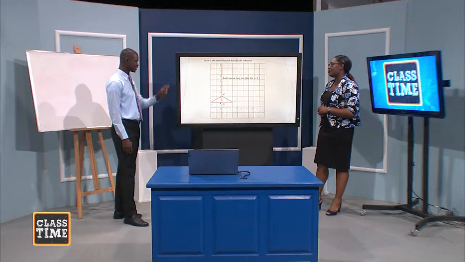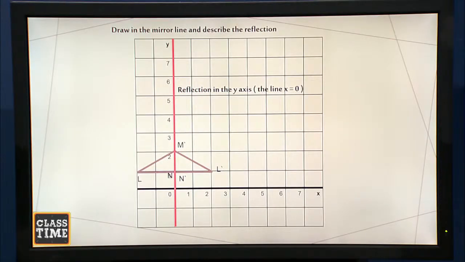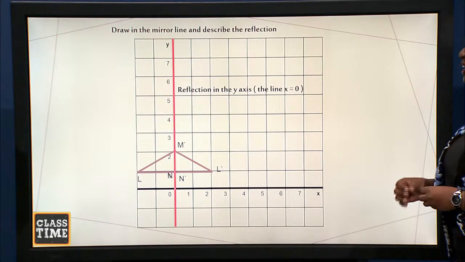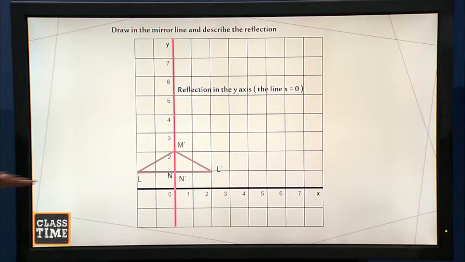But there's another key point right there. When you reflect in the y-axis, it's the same as saying the line x equals 0. You'll notice that's the line x equals zero because it cuts the x-axis at zero. So that's also an interesting point to point out.